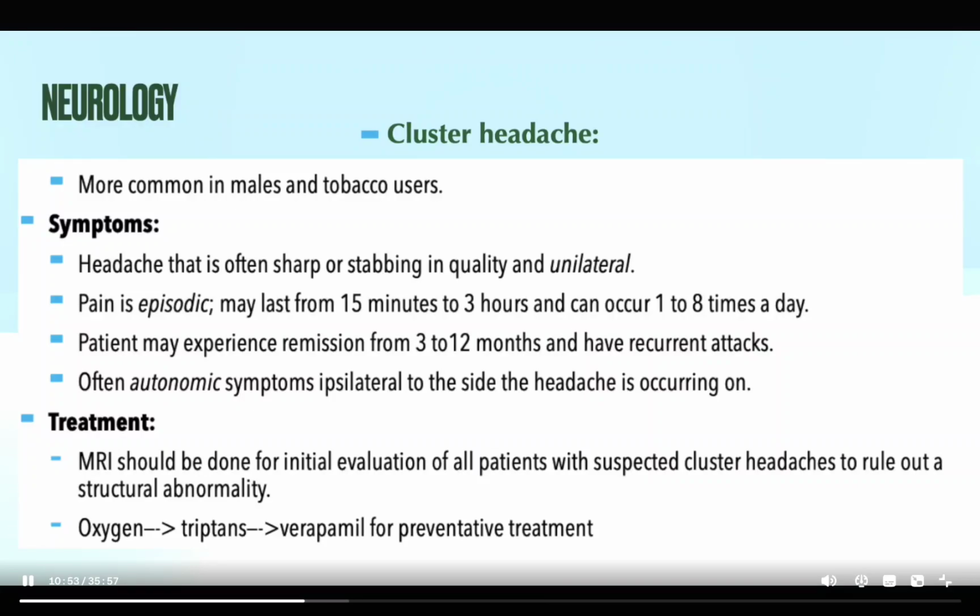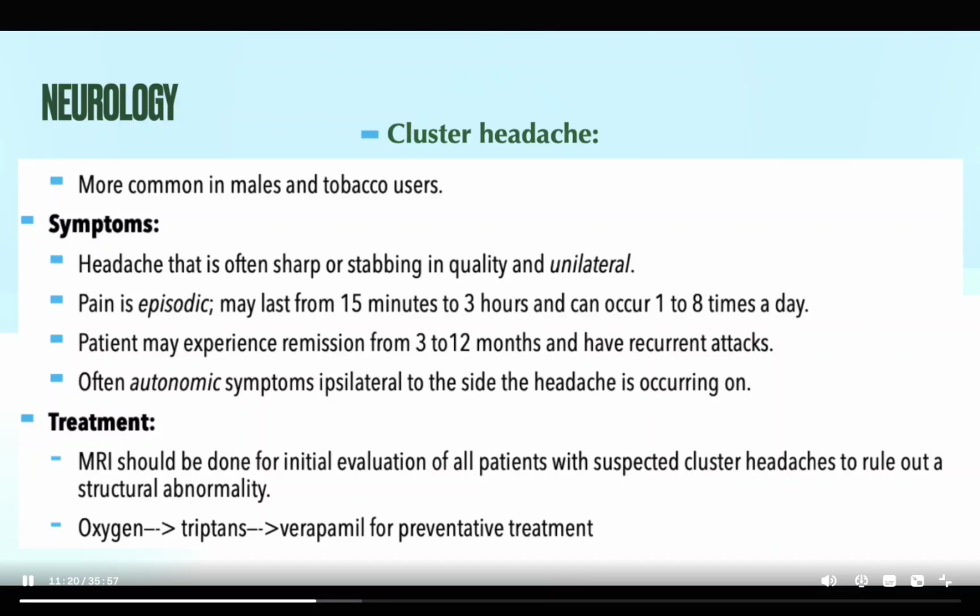Triptans can also be beneficial for the acute treatment of cluster headaches. It's given either subcutaneously or intranasally. If you do give it in the intranasal route, it's really important that you administer it on the contralateral, or opposite, side of the pain, because a lot of times, like we said, they can have those autonomic symptoms on the same side as the pain. So for example, nasal congestion, which would prevent the medication from working and getting to where it needs to go.